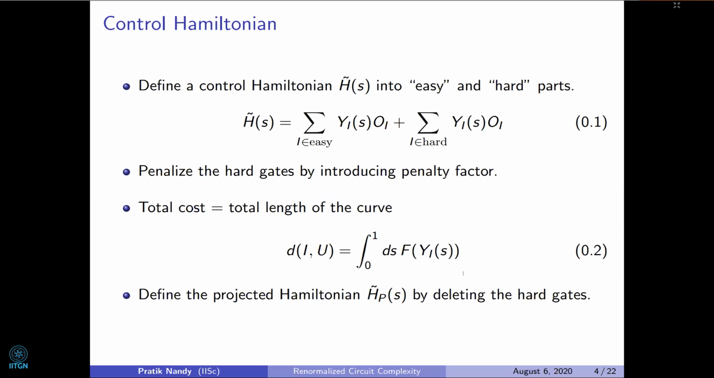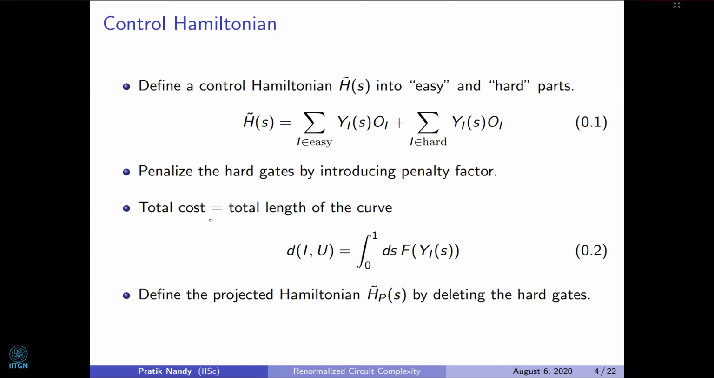The actual procedure of Nielsen involves 3 steps. The first step is to define a control Hamiltonian and break it into easy and hard parts. This is the part that contributes from the easy part, and this is just the hard part. For the easy part, it's just single and 2-qubit gates, and for the hard part, it could be more than 2-qubit gates, which are hard to build. This Y_I is just a control function, and it gives a weightage to these operators. The idea of Nielsen is to penalize these hard gates by introducing some penalty factor.